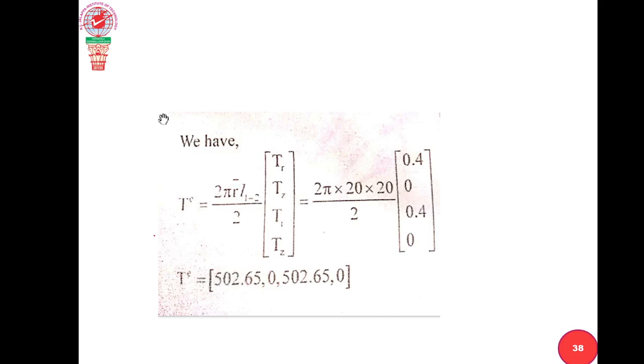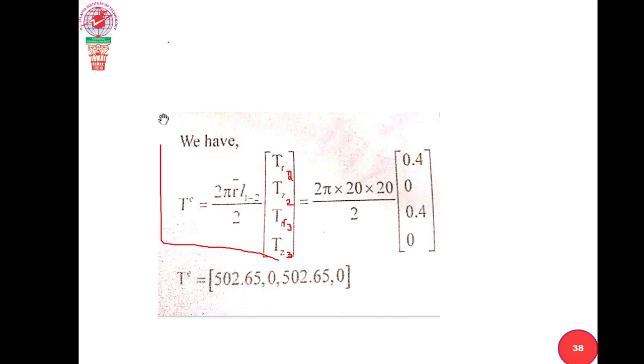Now, what is the formula for traction force? We know the traction force formula is 2 pi r bar L divided by 2, times TR1 TR2, TR2 TZ2, TR3 TZ3, isn't it? Yes, sir. Can you hear me? Yes, sir.